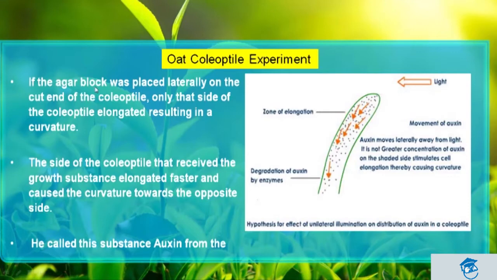Okay, so if the agar block was placed laterally on the cut end of the coleoptile, only that side of the coleoptile elongated, which results in curvature. See, this is the curvature it is showing. The side of the coleoptile that received the growth substance elongated faster, and it caused the curvature towards the opposite side. He called this substance Auxin from the oat coleoptile experiment.